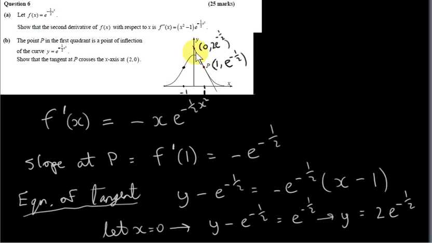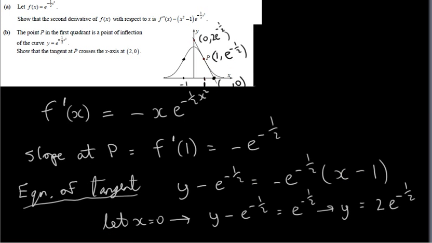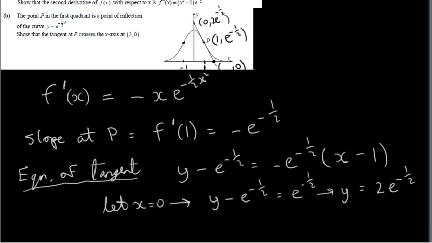Actually, I've misread the question. We don't want this point. We want where the tangent crosses the x-axis, this point here. So how do we do that? Well, we note that the y value of this point is 0. Any point on the x-axis has y equal to 0. So we could just look at our equation and let y equal 0. That's straightforward enough.